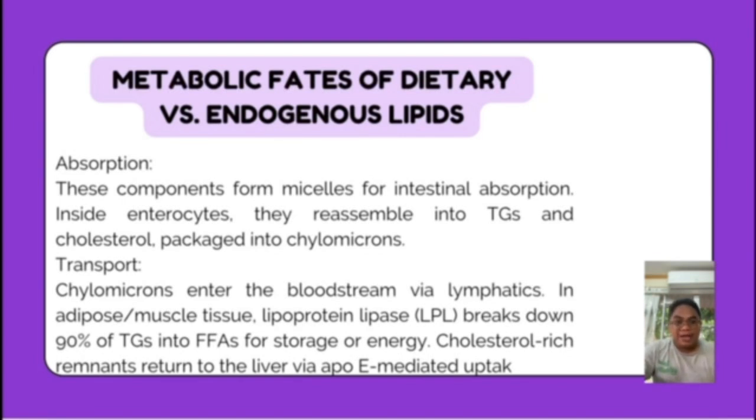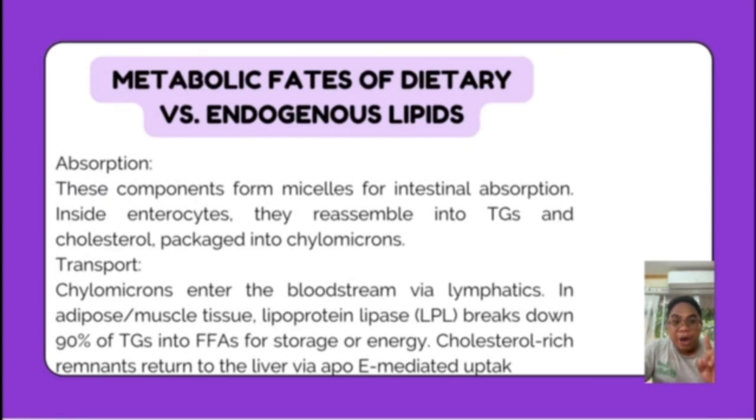Chylomicrons enter the bloodstream via lymphatics to the adipose and muscle tissue. Lipoprotein lipase or LPL breaks down 90% of TGs into FFAs for storage or energy. Cholesterol-rich remnants return to the liver via ApoE-mediated uptake.